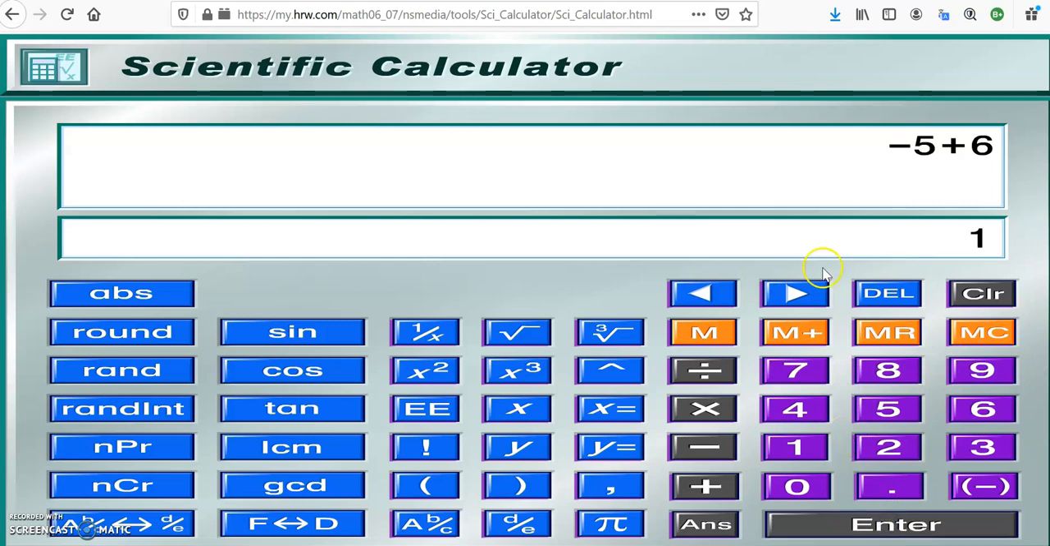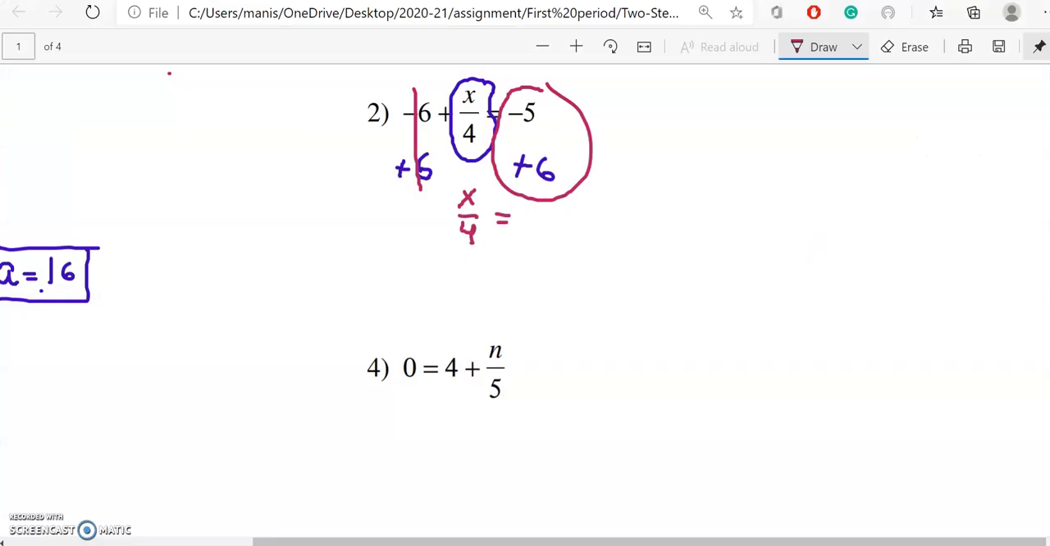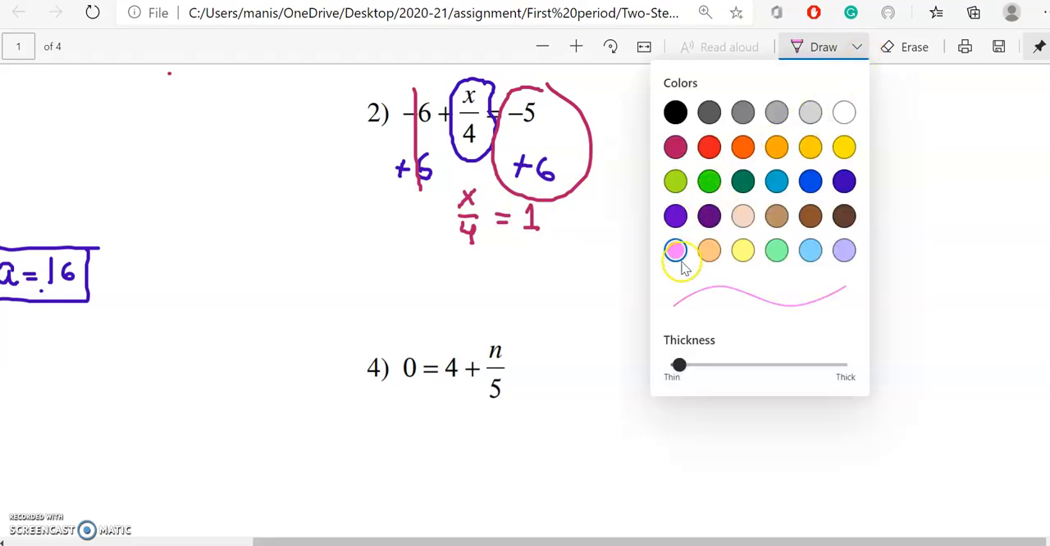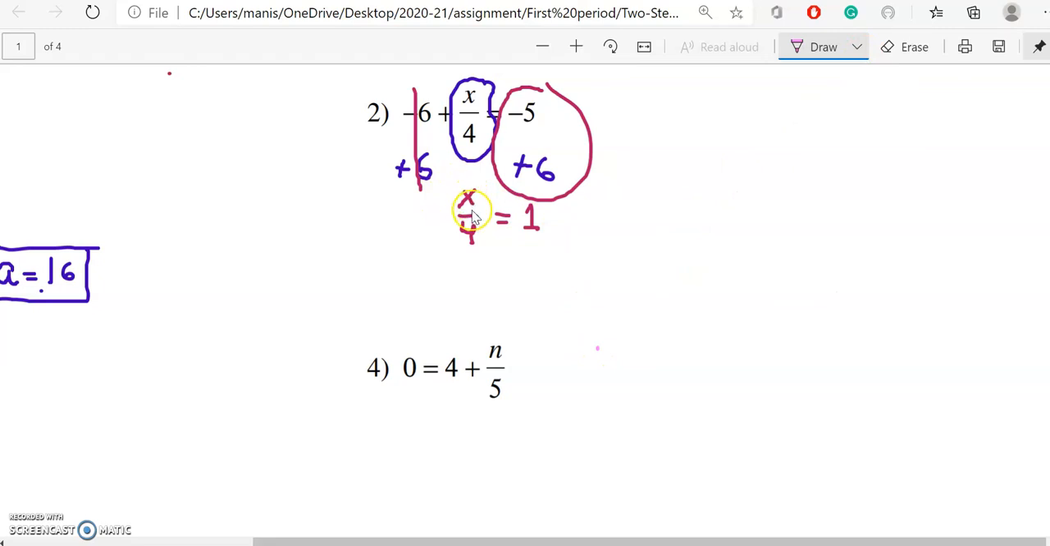So let's click on here, enter. So what is my answer? Positive 1. So I'll come back over here. It will give me x over 4 is equal to what? Positive 1. Now I will again change my ink over here. x divided by 4. What is the opposite of division? Multiplication. Multiply by what number? The one in the denominator. But you do the same thing on both sides. So this 4 and this 4 get cancelled out. So you are left with what? x. What is 1 times 4? Don't say 5. 1 times 4 is what? 4. And this is your answer. Go ahead and copy the solution.